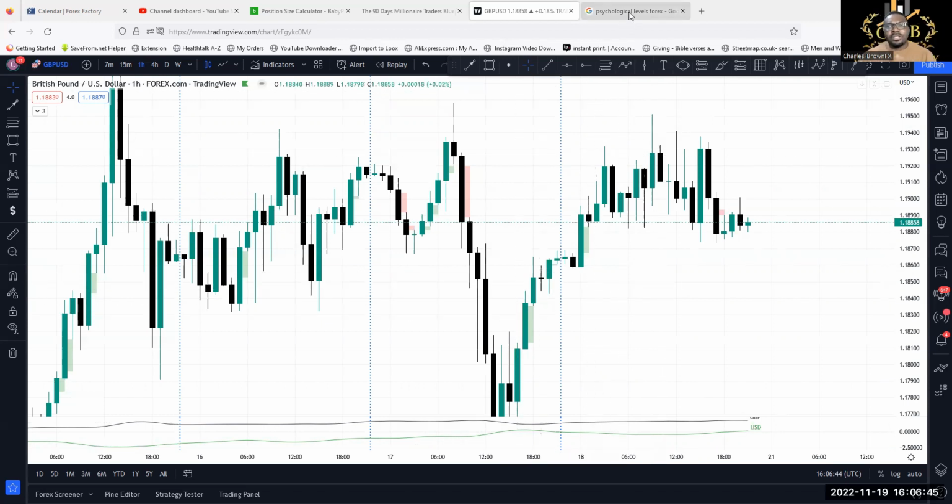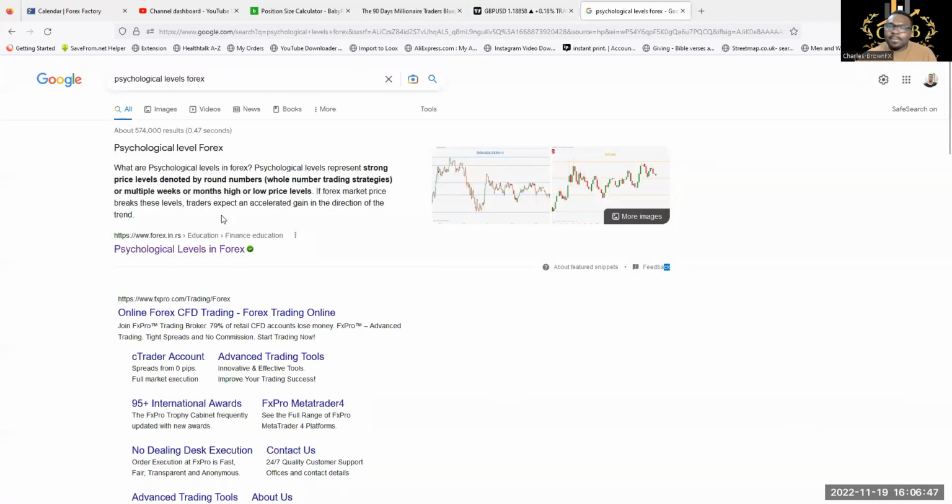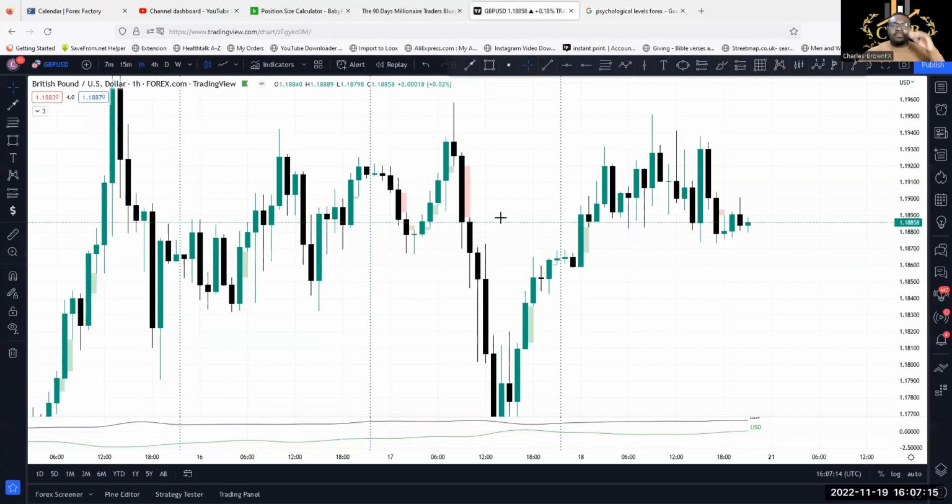So now first of all, let's check what it means. On Google, if you type in trading psychological levels Forex, you see it says what psychological level is in Forex. So psychological levels represent strong price levels denoted by round numbers. So he's talking about round numbers here. It says it's a whole number trading strategy. I want you to mark that word. It is a whole number trading strategy. Okay, that's what I want to emphasize. Now let's go back to the chart. Now you can Google the rest of the information if you want to.